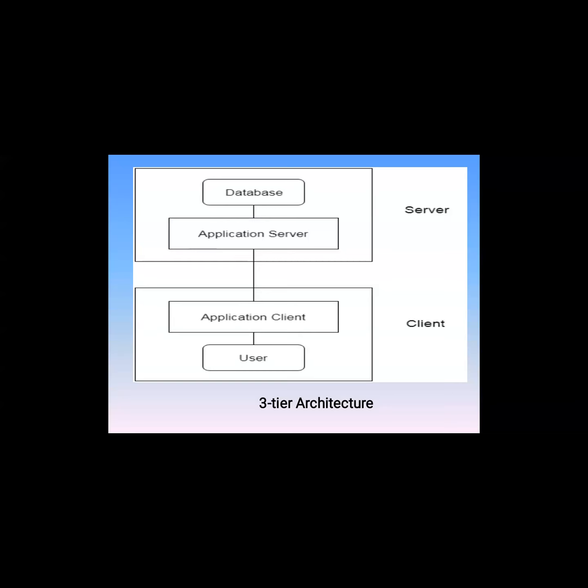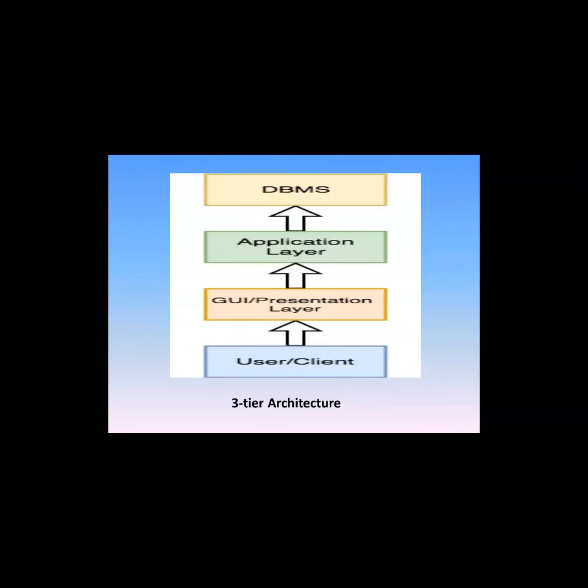Like this, for the three-tier architecture, the user connects with some application. That application connects with some other application in the server. Then that application connects to the server, that is, the database functionality. So here the client is not directly communicating with the server. This is also another diagram.